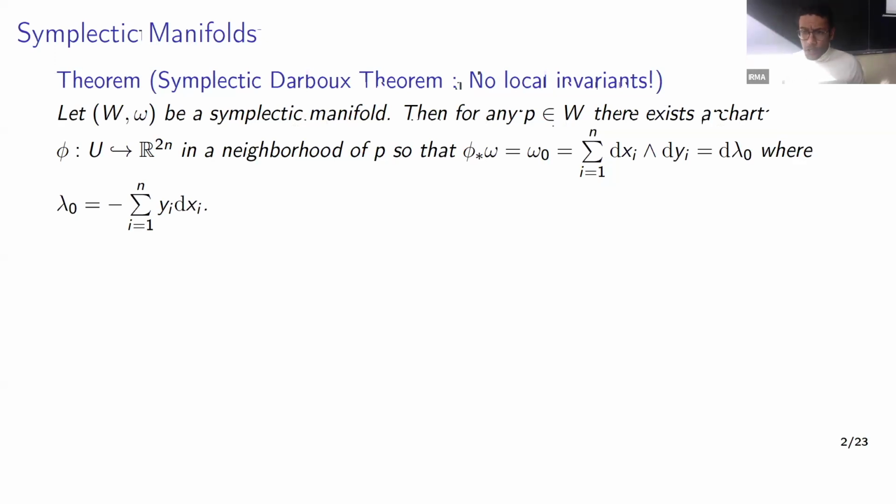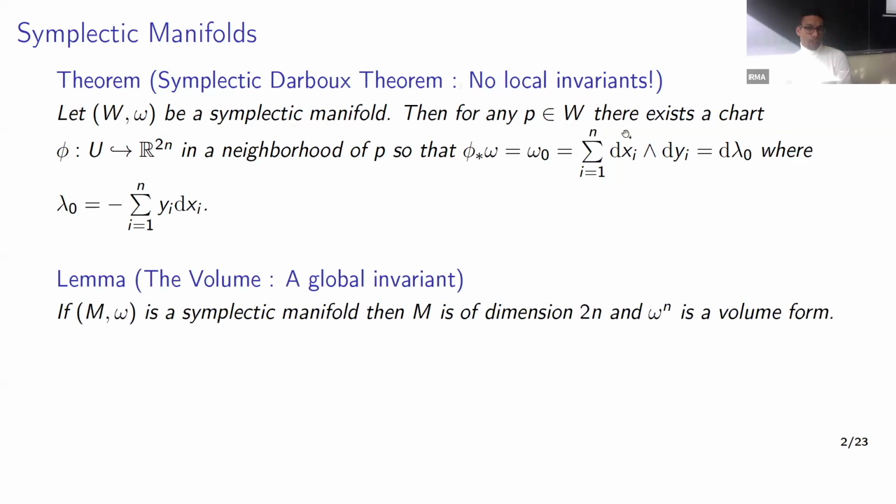For notation, I also introduce the standard one-form on R^2n that I denote by lambda 0. The standard symplectic form on R^2n is exact: it is given by the differential of this one-form lambda 0, which is just the sum of y_i dx_i. So we don't have any local invariant, but there are, of course, a lot of global invariants.